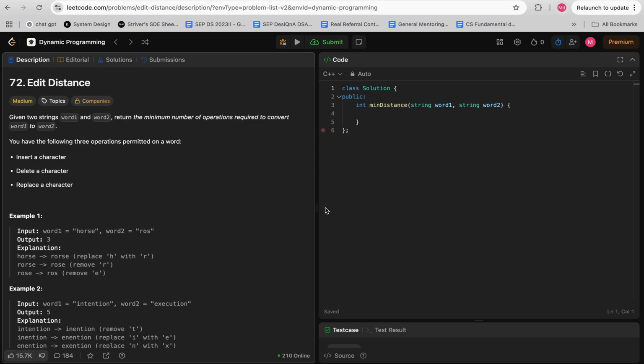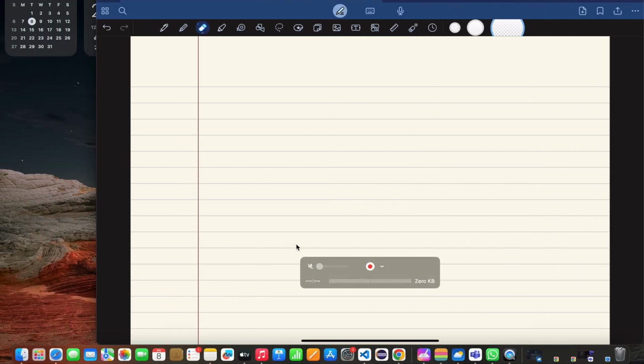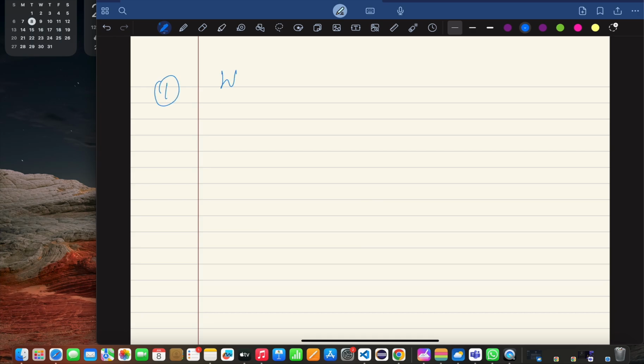Today we will do edit distance. The question is: given two strings word1 and word2, return the minimum number of operations required to convert word1 to word2. There are three operations we can do: insertion, deletion, and replacing a character. First we will understand the question. We have to convert word1 to word2.